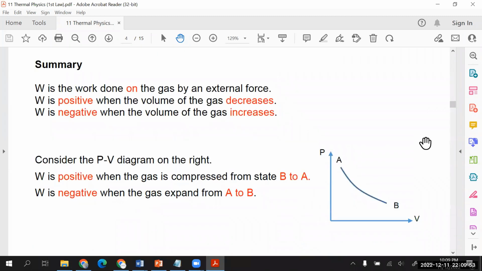So in summary, W is the work done on the gas by an external force. W is positive when the volume of the gas decreases, and W is negative when the volume of the gas increases. So consider the PV diagram on the right. W is positive when the gas is compressed from state B to A. W is negative when the gas expands from A to B.